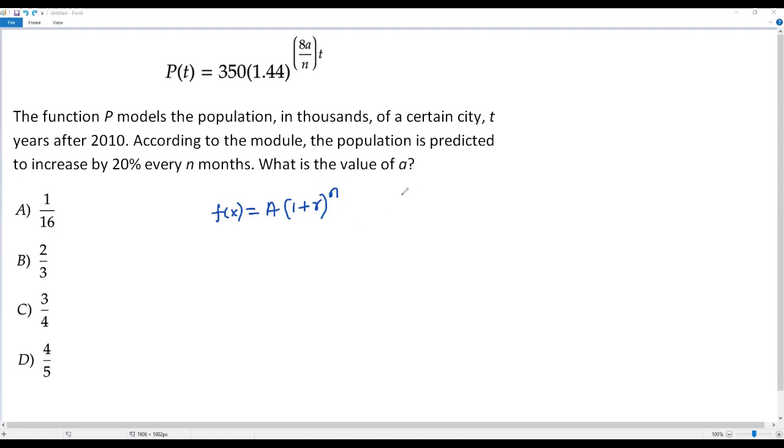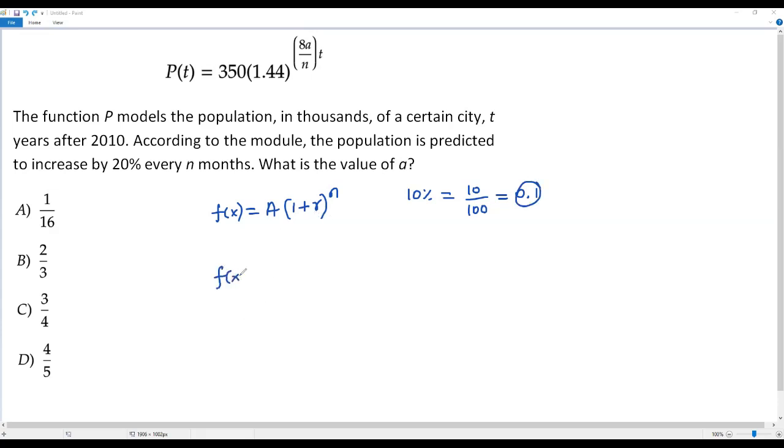For example, a quantity is growing 10% every year. That is, n represents the number of years. So if a quantity is growing 10% every year, we have to convert this 10% to decimal form. To convert this percentage to decimal, 10% should be written as 10 over 100. Then we get 0.1. So this is the value of r. We have to plug in 0.1 for r over here.